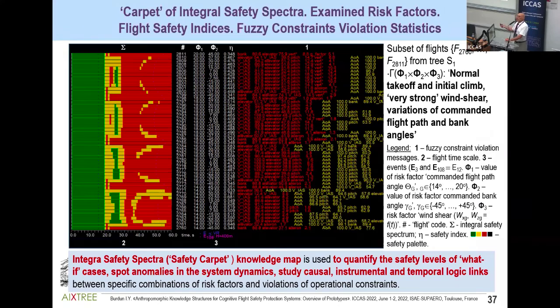If we line up all the integral safety spectra along the timeline of a situation, and the vertical line is the case number, the what-if situation, then you've got a so-called carpet or family of safety spectra. It's a good picture which allows you to build visual analytics. The next column is the number of a case, then the values of risk factors, up to 15 risk factors. And the right part of this screen accounts for the logic, the relation between the risk factors and the safety performance of the situation.